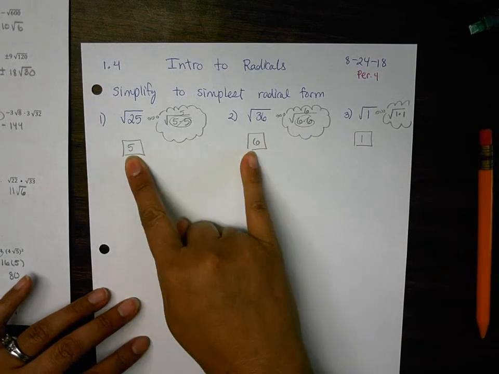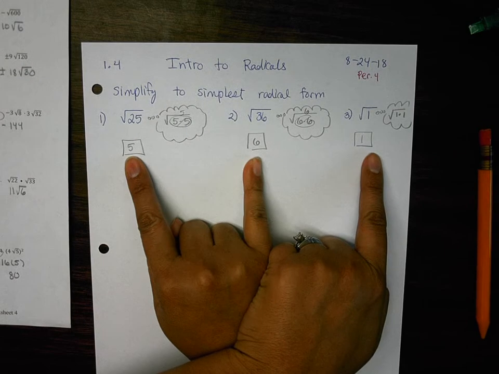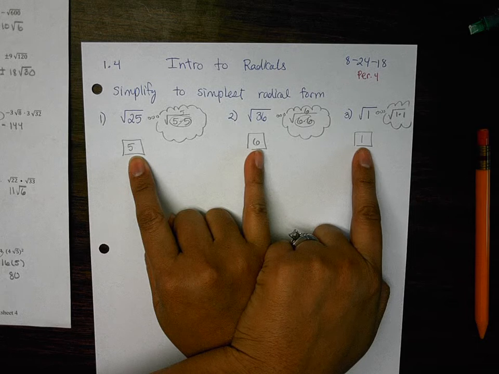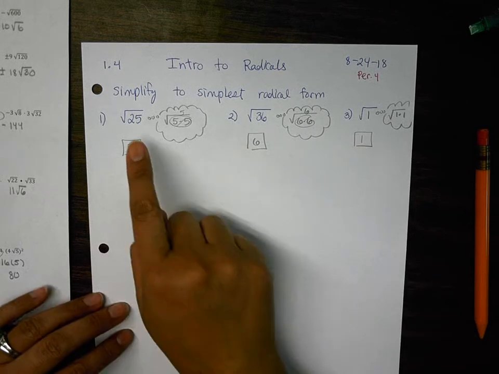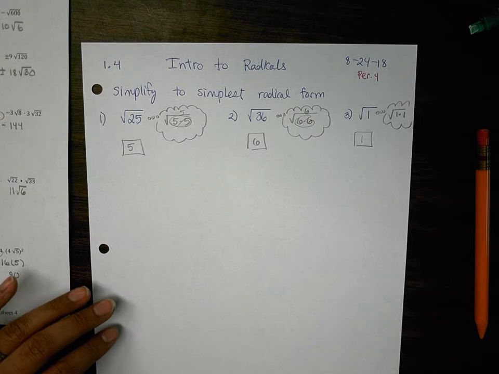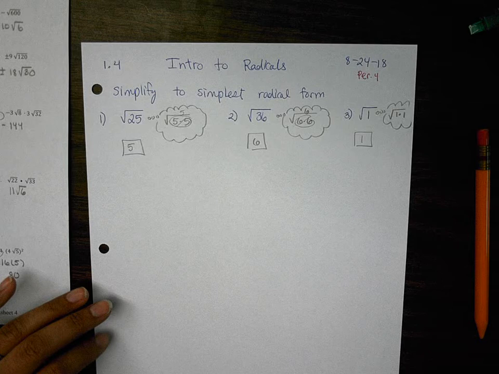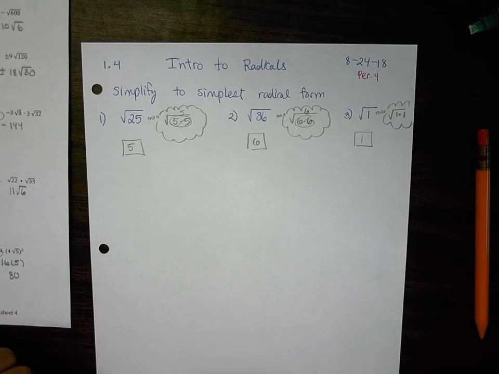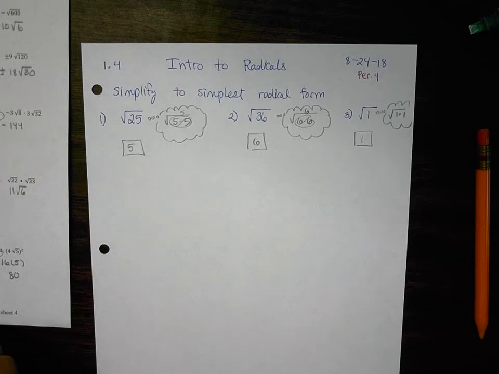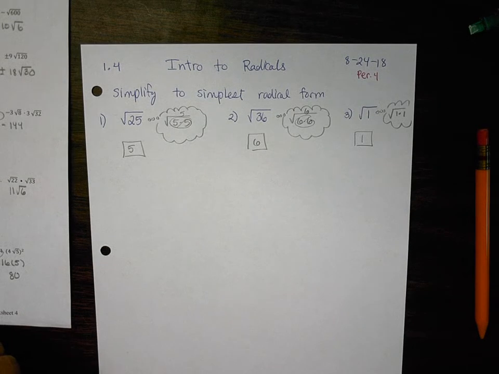Now, none of these answers here have a radical in it. It says write in radical form, but all of these are just 5, 6, and 1. No radicals. Why is that? Because 25, 36, and 1 are all called what? It has a special name. Perfect. Starts with an S. Perfect squares. 25 is a perfect square, 36 is a perfect square, and 1 is a perfect square. If you're dealing with the perfect squares, you will not have any radicals in your final answer.